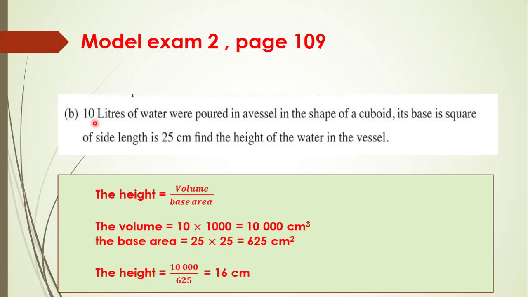So let's start. Here we have the height equals volume over base area. The volume 10 times 1000, it means 10,000 centimeter cube. The base area 25 times 25 because it's a square equals 625 centimeters squared. So the height will be 10,000 over 625, which equals 16 centimeters.